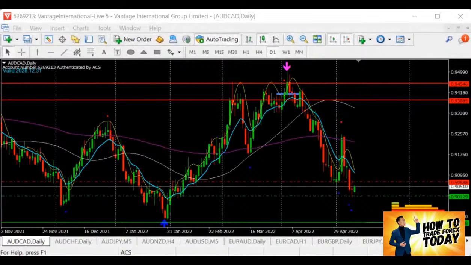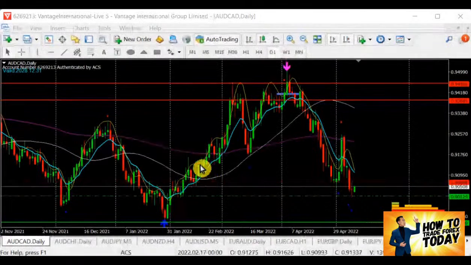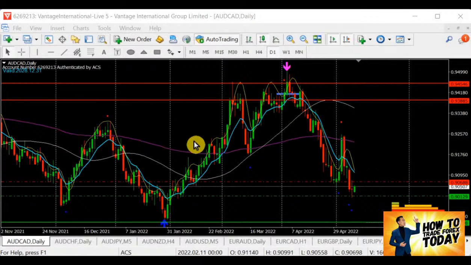Let's talk about Aussie cat. Yes, Aussie cat again. Let's take a look at what we have for Aussie cat over here. First of all, let's talk about the trend. We need to identify the trend before we can go for any planning. So what is the trend for Aussie cat over here?